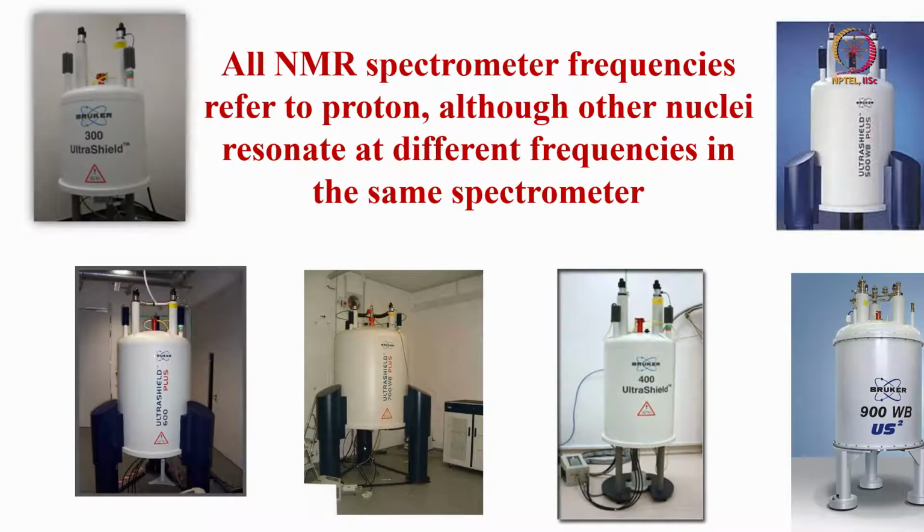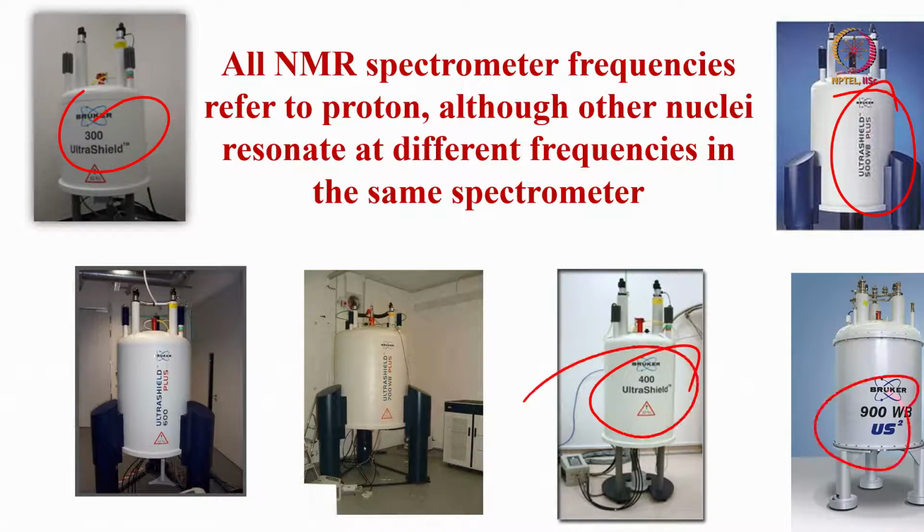If you go to any spectrometer laboratory where you have NMR spectrometers, you will see big cylindrical objects like that. They are called strong magnets. You can see it is 300 megahertz here, and you can see here, for example, 500, 400, 900 megahertz. All these numbers are written here.